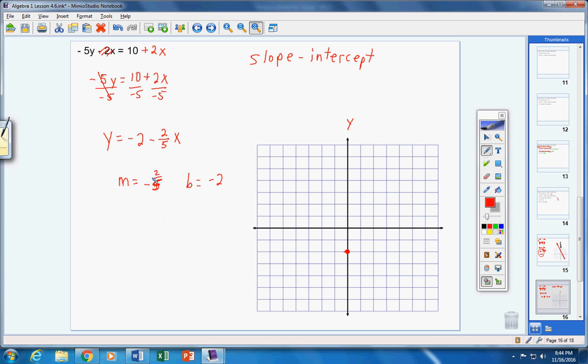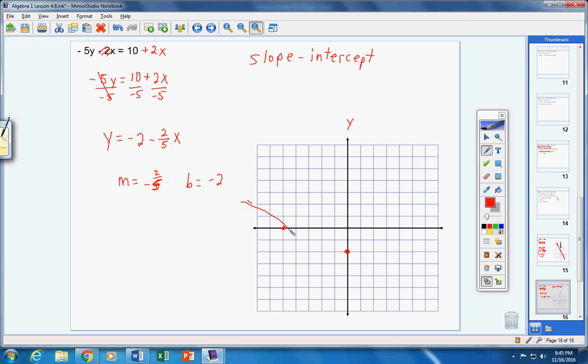So my rise number would be a positive 2. 1, 2. My run number's a negative 5. 1 to the left, so 1, 2, 3, 4, 5. And look at that, we're finished.